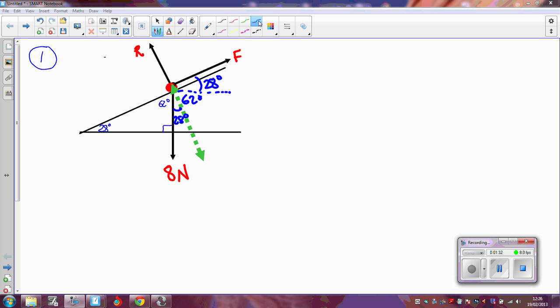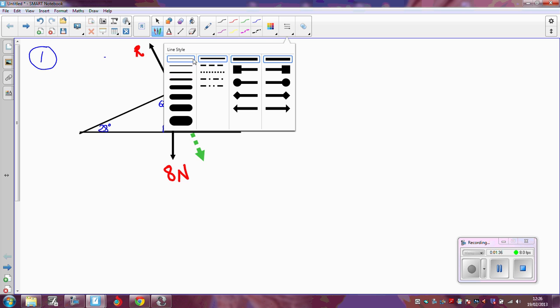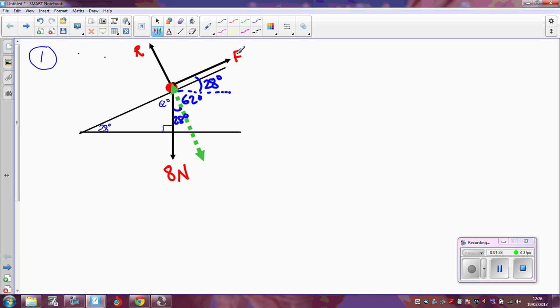Now I know that the particle is in equilibrium, and because it's in equilibrium, that means that the forces which are tending to make it move up the slope are going to exactly equal the forces which are making it move down the slope. There's no movement up the slope or down the slope.